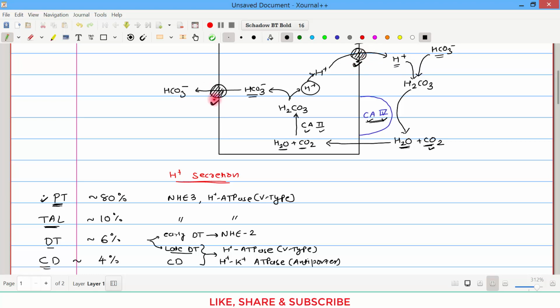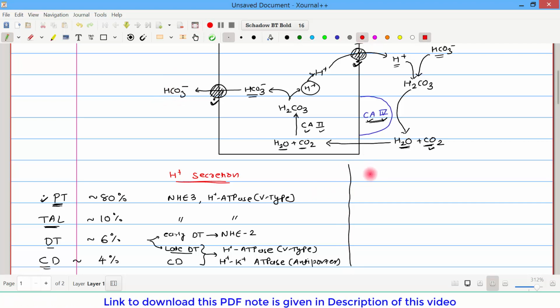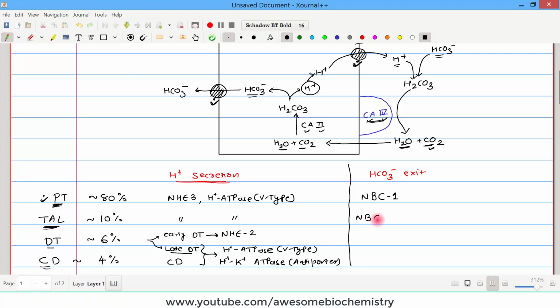Now let's look at how different parts of the nephron employ different mechanisms for bicarbonate exit from the cell to the blood side. Bicarbonate exit. In the proximal tubule, the sodium bicarbonate cotransporter 1 is present. In the thick ascending limb of loop of Henle, we have the same transporter, sodium bicarbonate cotransporter 1. Along with that, we have two more transporters: anion exchanger 2 and chloride channels. Remember, chloride channels are meant for chloride transport, but sometimes bicarbonate can also pass through the chloride channel.